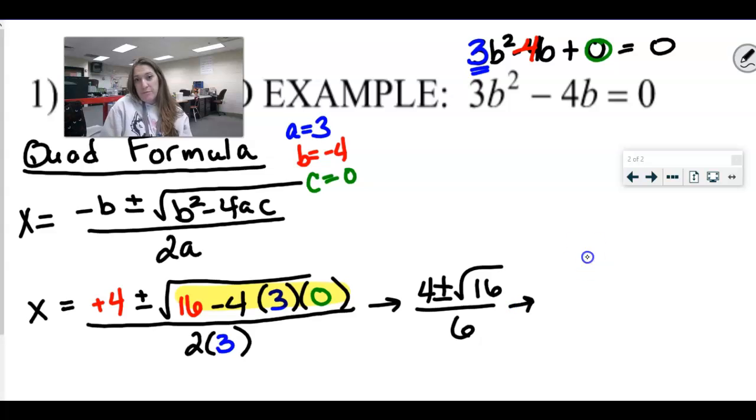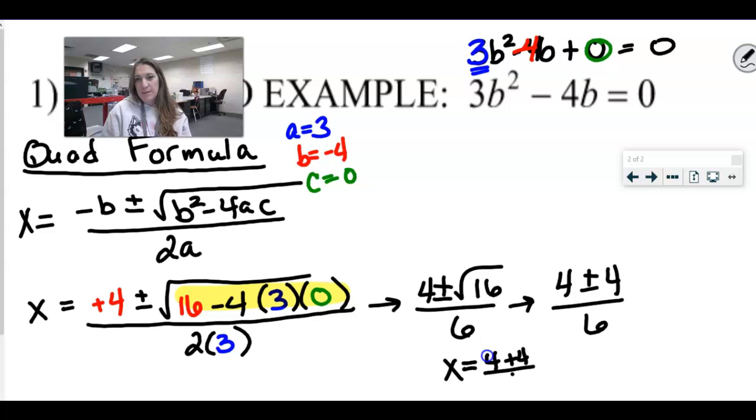Square root of 16 is a 4, right? So we have 4 plus and minus 4 over 6. Now because we see we're going to have a rational set of answers, I'm going to split this up. I'm going to say x equals 4 plus 4 divided by 6, and also x equals 4 minus 4 divided by 6.